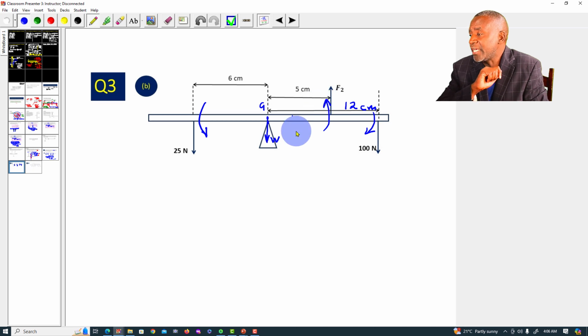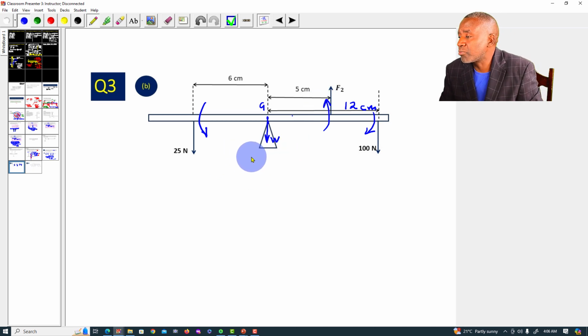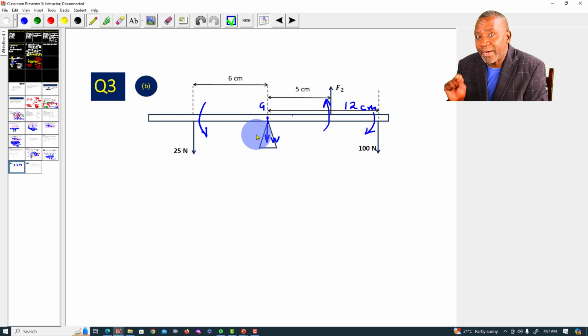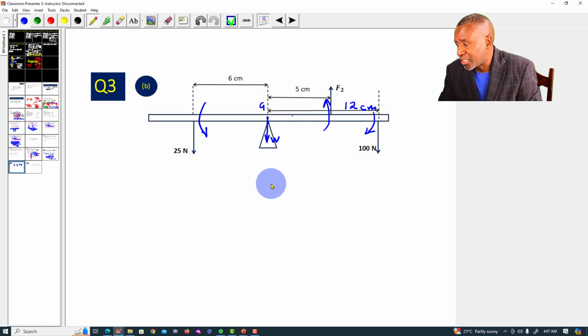So when it comes to the sum of the anti-clockwise moments, it will be the F2 moment about this point plus the 25 newtons about the same point. I'm going to add those two. They turn that system in the same direction, although they are on opposite sides of the turning point. So it is important that you realize that.